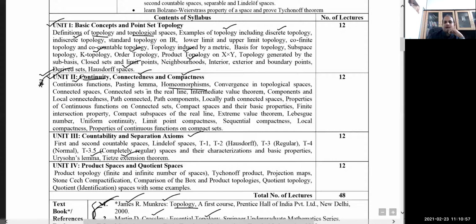And then I will come to product spaces and quotient spaces. We will see various exceptions you will study in box topology and product topology.